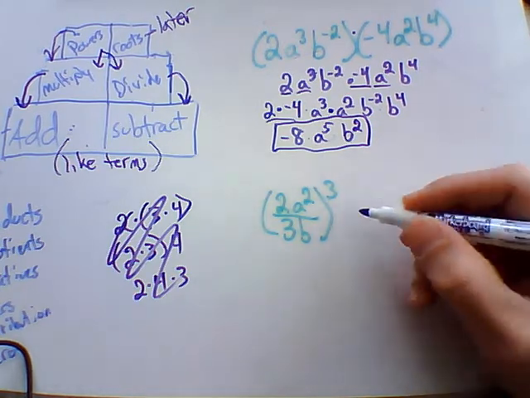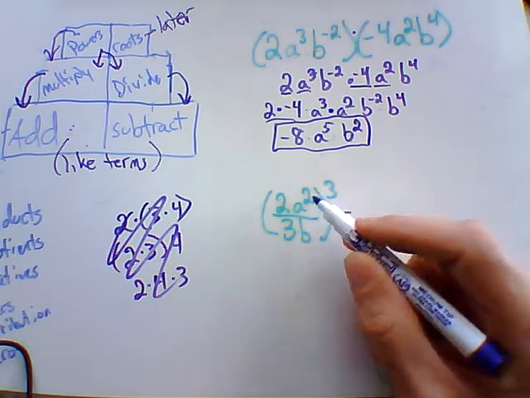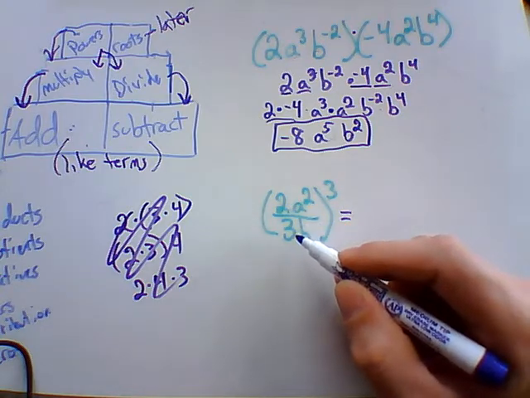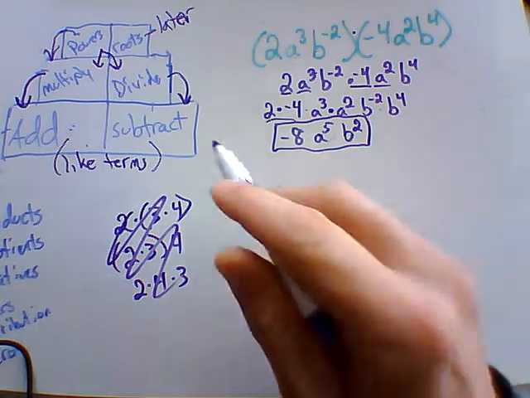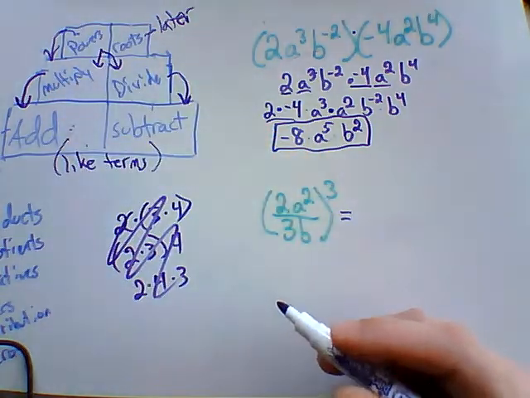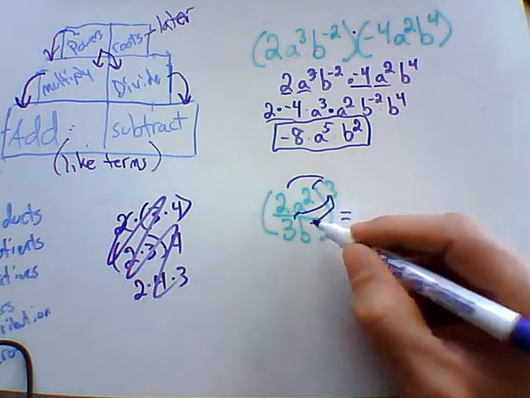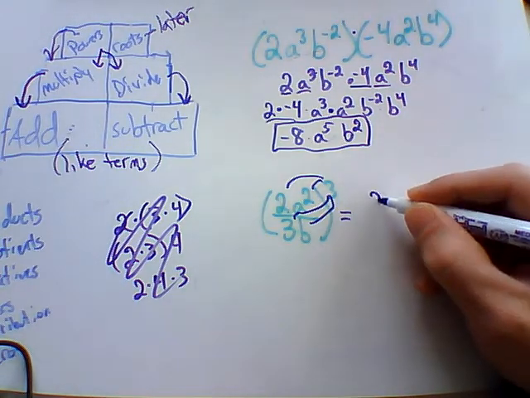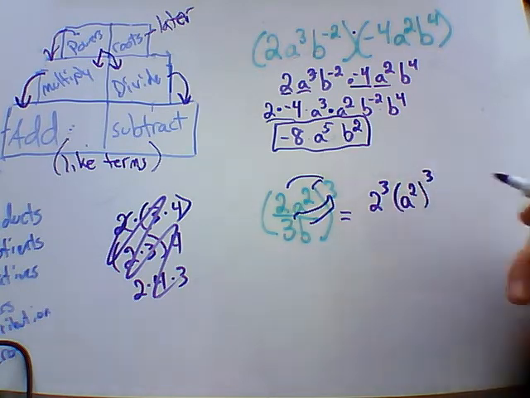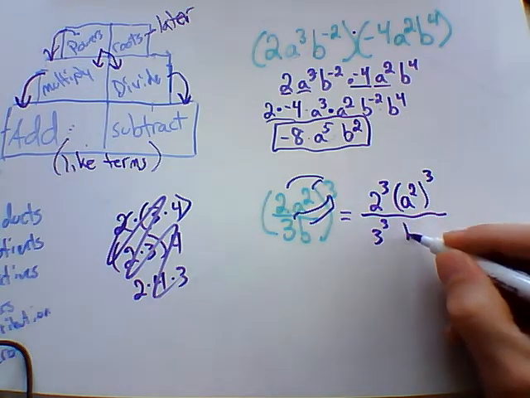Problem number 2. Let's see what we have here. Parentheses are protecting a power from multiplication and division, right? So I have a power, multiplication, division. Ooh, I can distribute straight down. Everybody gets a 3. You get a 3, you get a 3, you get a 3, you get a 3. So 2 becomes cubed, a squared becomes cubed, here's my division, 3 becomes cubed, and b becomes cubed.